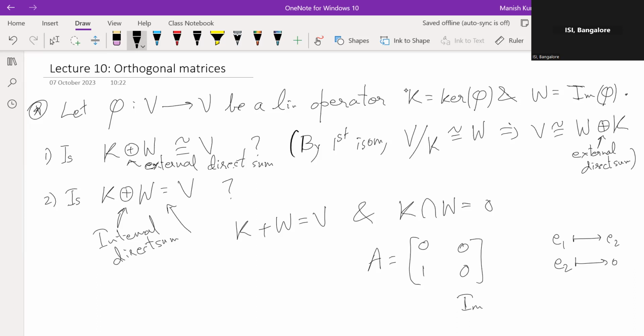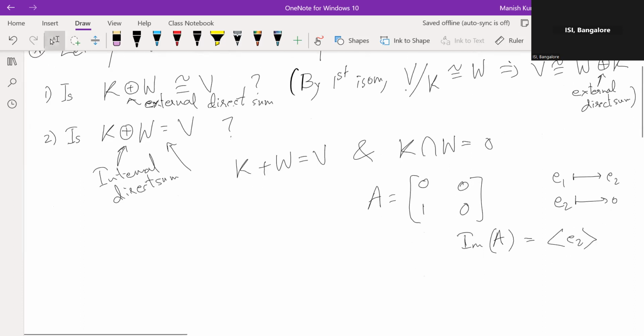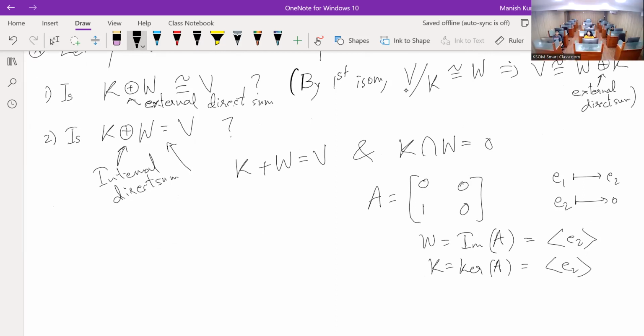is... Yeah, so this is okay. So the image of A is spanned by E2. And the kernel of A is also spanned by E2. So W, which is the image, and K, the kernel, are also this.